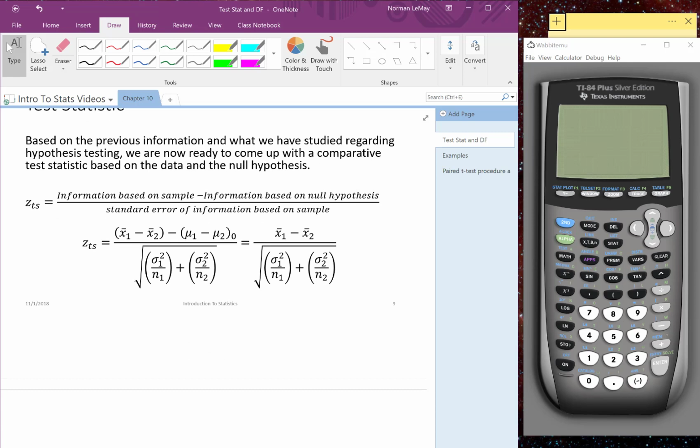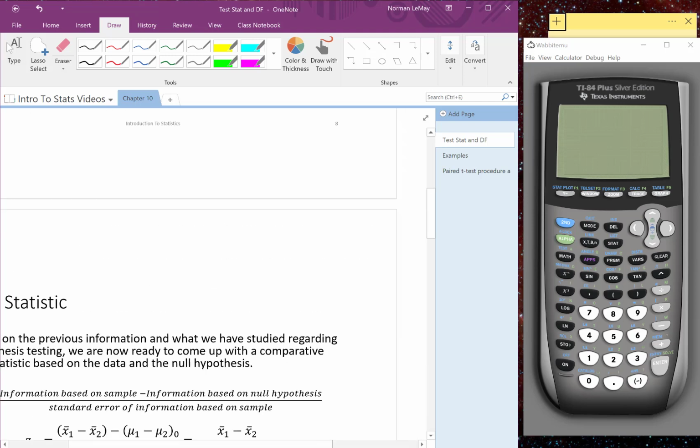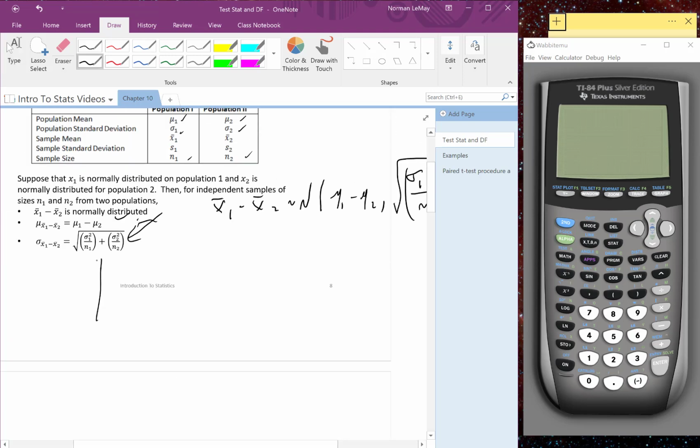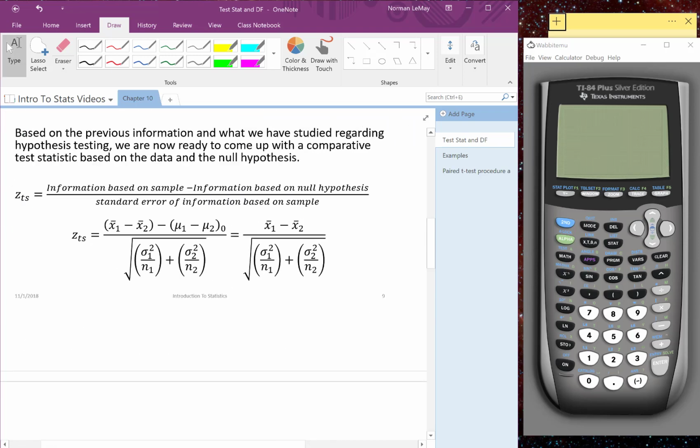Let's note that the test statistic, in this case under the normality assumption, is the z test statistic. As you'll probably notice from the single means, test statistics are always information involving a sample minus information based on the null, divided by the standard error of the information based on the sample. So here we have x bar 1 minus x bar 2 minus mu1 minus mu2 under the null hypothesis, divided by the standard deviation of x bar 1 minus x bar 2, which we know from up here is this guy right here. We just divide by that big ugly looking thing.